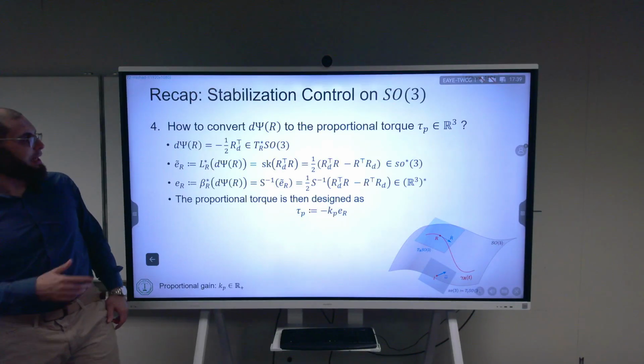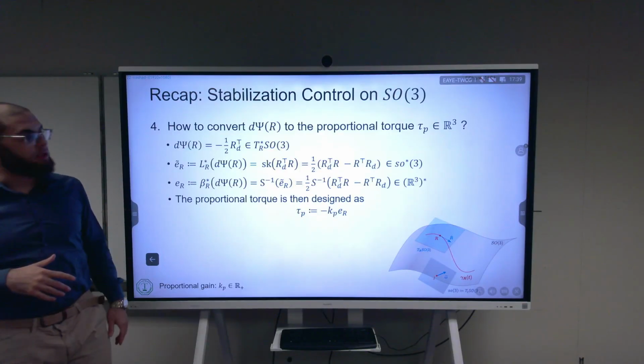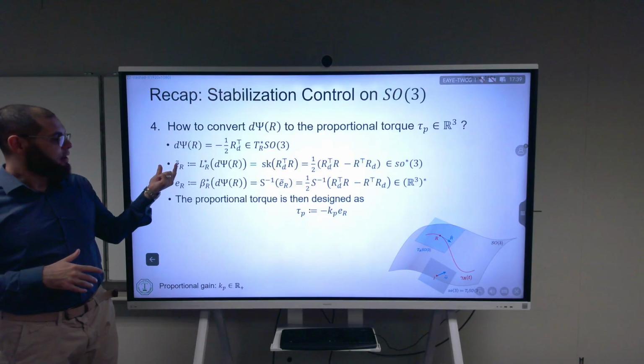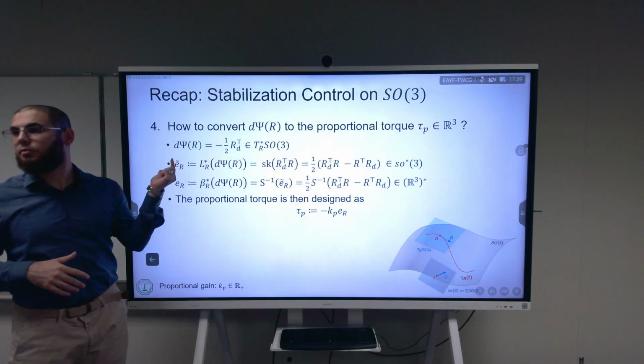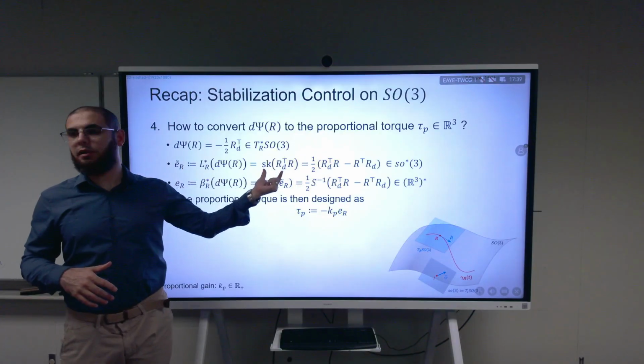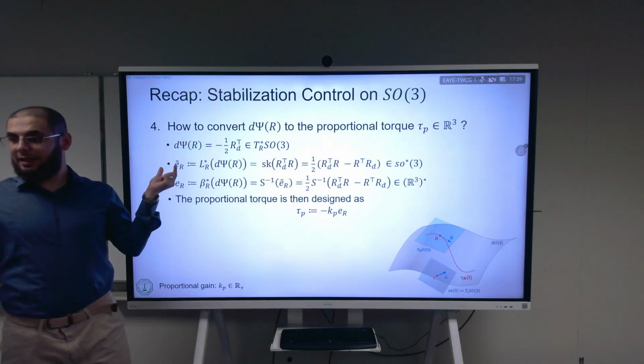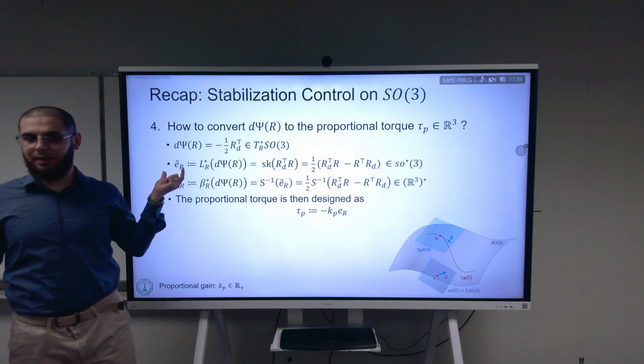So afterwards, we said that if this is d psi of R, we did a lot of derivations. Okay? The conclusion was we can define an error variable called eR star that's given by the skew-symmetric term of R desired transpose R. Okay? The eR tilde form means it's a skew-symmetric matrix.